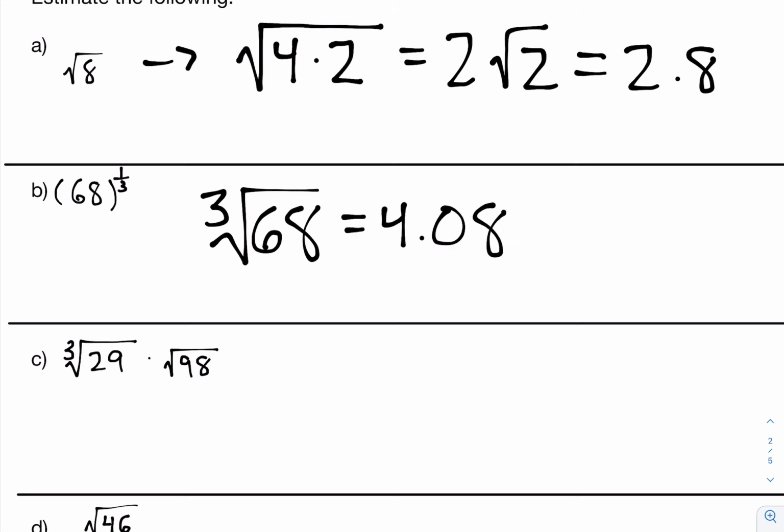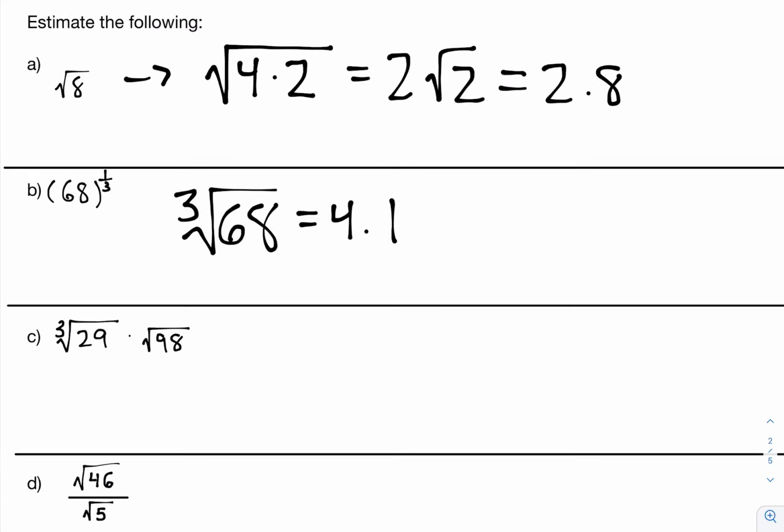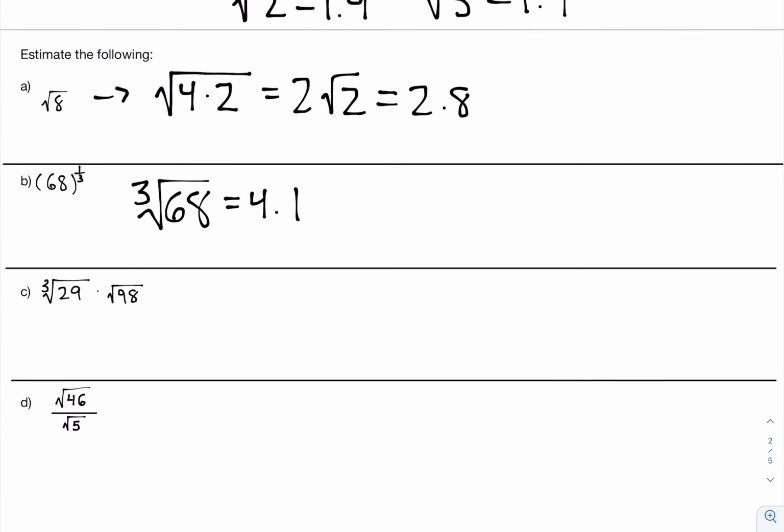4.08. So what we have to do is we compare the radicand, the number on the inside, to another perfect cube number that we know. So we know that 4 cubed is 64. So the cube root of 68 is probably going to be just over 4. So in our estimate, we'll round to the nearest 10th, so 4.1 would be my guess. And the actual answer is 4.08.